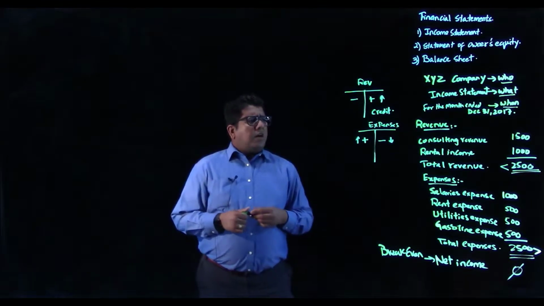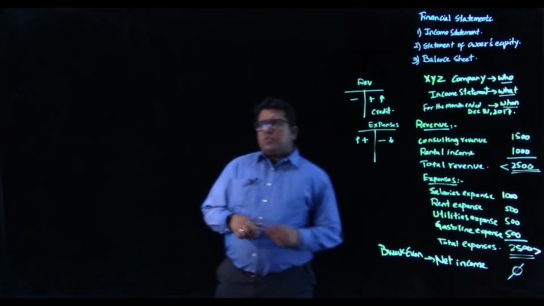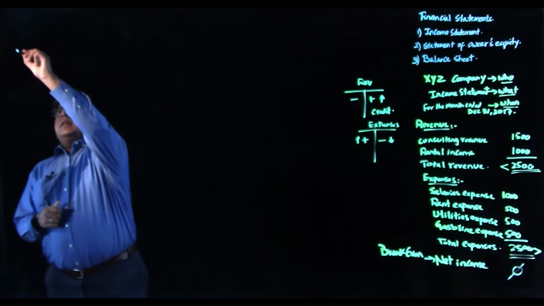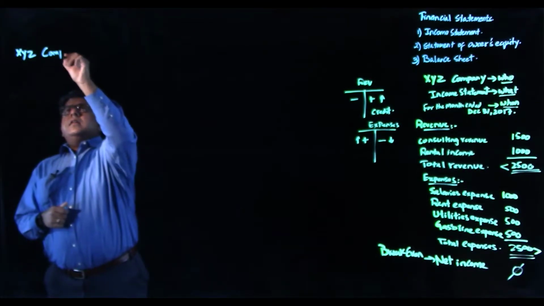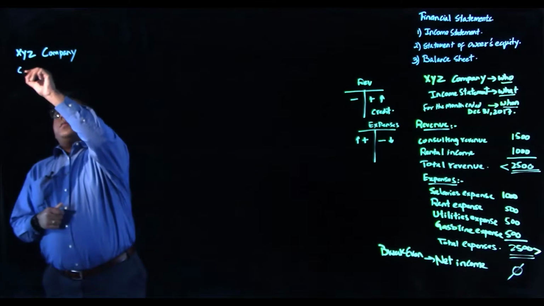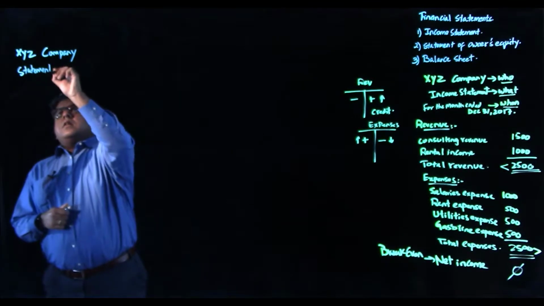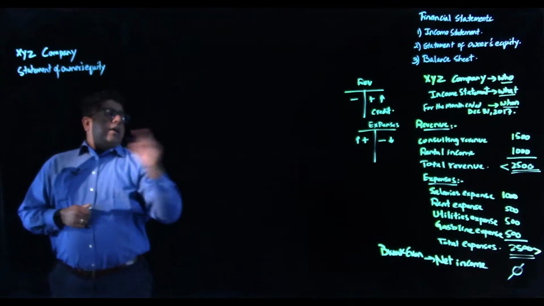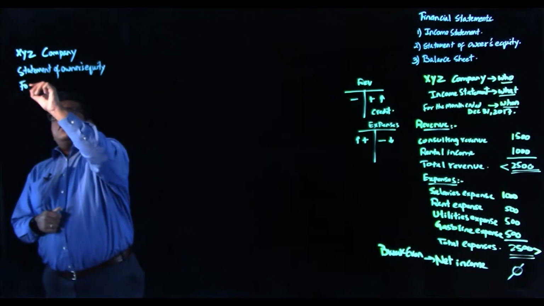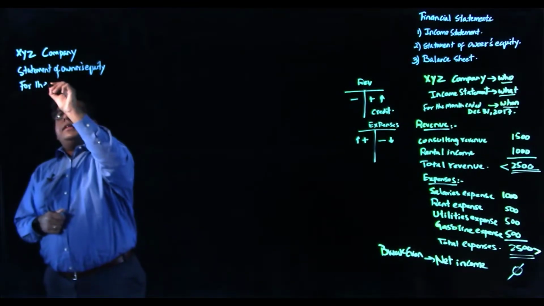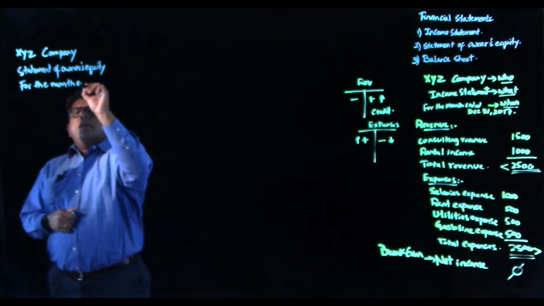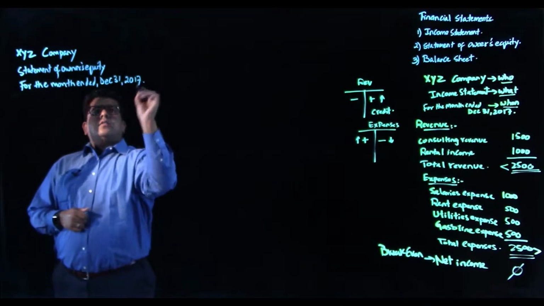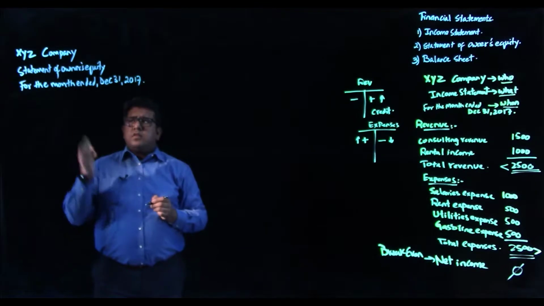The second part is where we talk about the statement of owner's equity. We'll do the same, and we will say XYZ company, statement of owner's equity. And we have the who, what, when. For the month ended, it would be the same for the owner's equity. It won't change: December 31st, 2017. So this is what we start with.